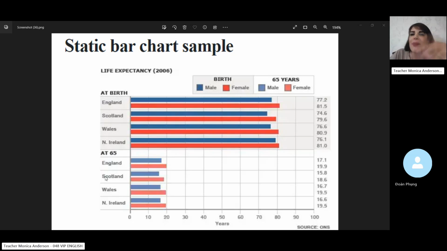just about 1% after Ireland. Now you can use fractions or something like that if you need, some words. And after that, the lowest one at birth, I'm talking about life expectancy at birth. So the last one, Scotland, with 79.6. Now let's move to the age of 65.